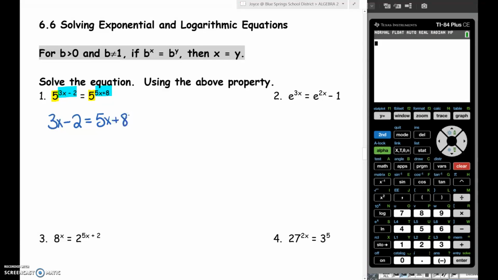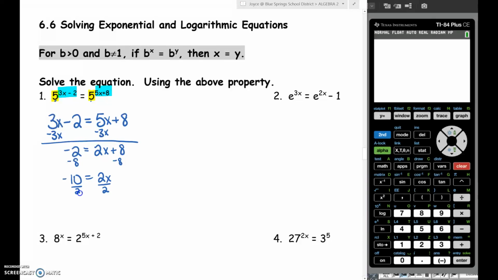Is that an equation that we know how to solve? No. Hopefully, from Algebra 1, you still remember how to solve a multiple step equation. So the key in number 1 is if the bases match, then the exponents have to match, put the exponents equal to each other, and solve. We would subtract 3x on both sides, or subtract 5x on both sides. And then we would subtract 8 on both sides to get negative 10 equals 2x.